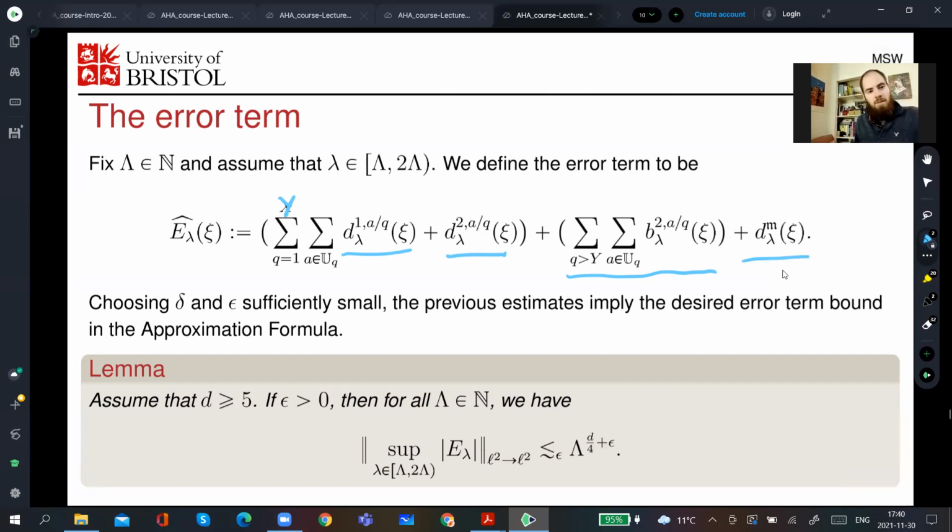Now, when you go back through the above and plug in the error terms at each step, the worst one you get is that for every epsilon there exists some constant such that for all big lambda, that dyadic maximal function for the error term is bounded on L2 to itself by lambda to the d over 4 plus epsilon. I can take epsilon as small as I want, so this is roughly of size lambda to the d over 4. But that little epsilon will be something we have to pay attention to later.